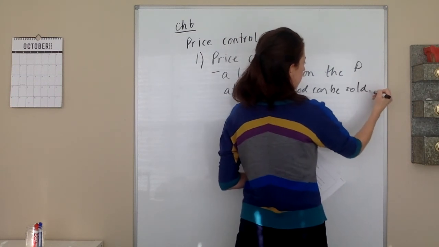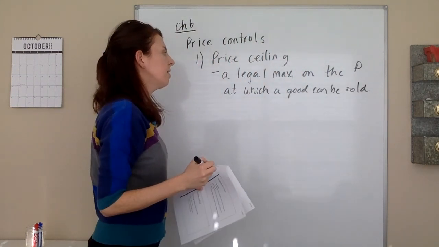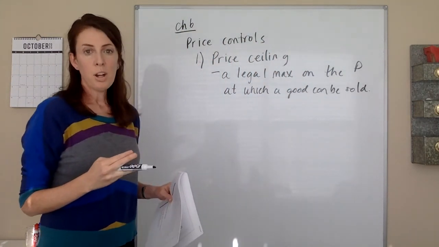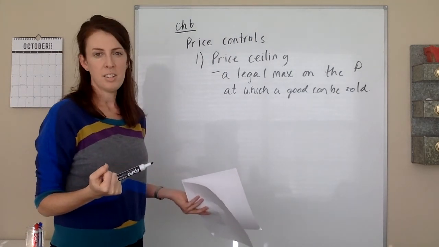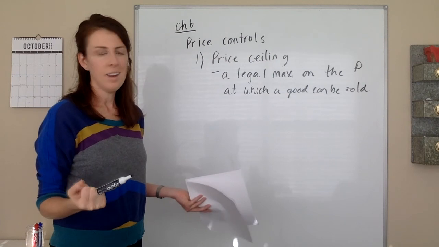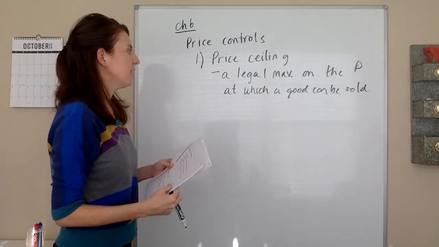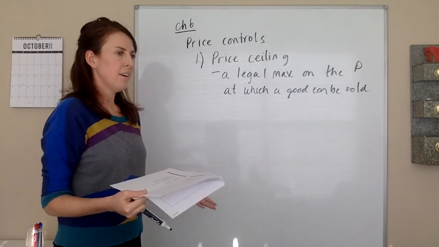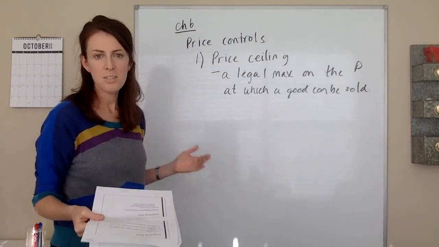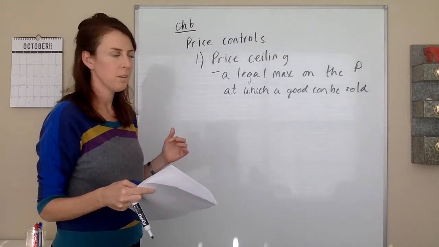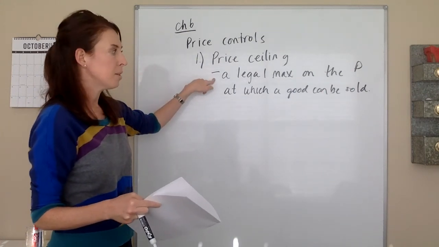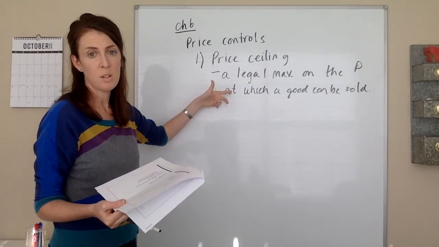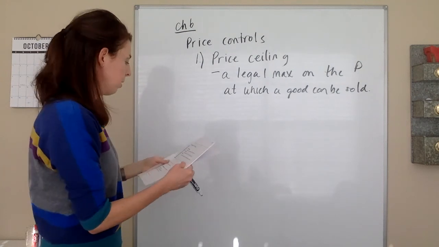So an example I'll give you later on in class is the market for gasoline. So at one point in our country's history, the United States thought the price for gasoline was too high. So they imposed a price ceiling, and they said, okay, gas stations, you cannot sell your gasoline more than this amount per gallon. That was a legal maximum on the price at which the good gasoline could be sold. That's an example of a price ceiling.